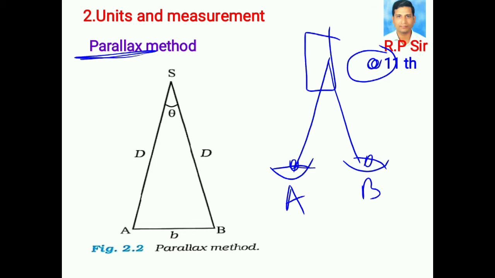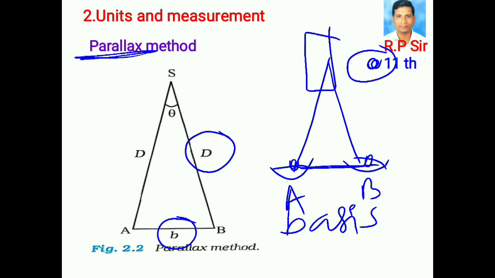The distance between two points of observation is called the basis. It is denoted by small b. Here, capital D is the distance between the pencil and your eye. Theta is the angle subtended by the two directions of observation, and this angle between two directions of observation is called the parallax angle.